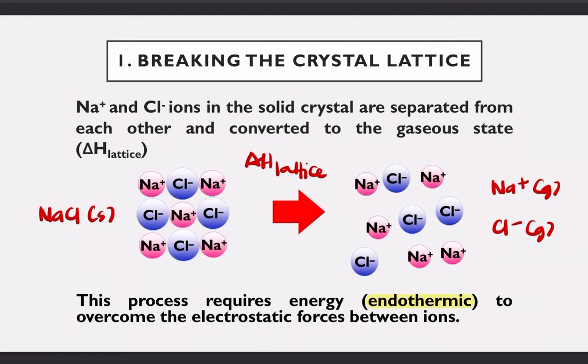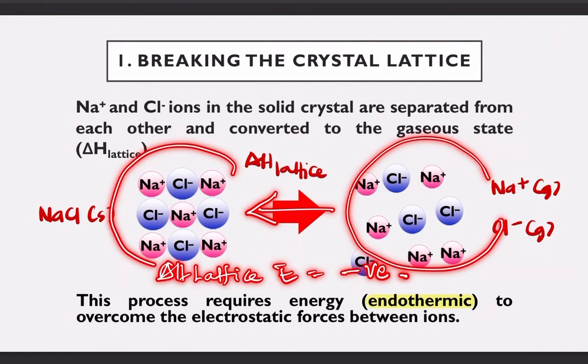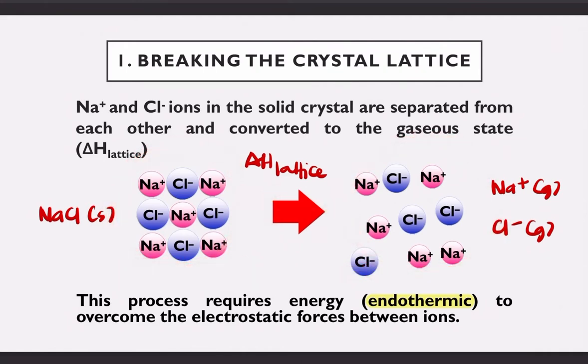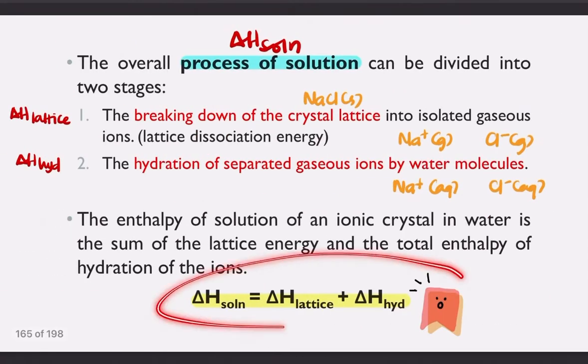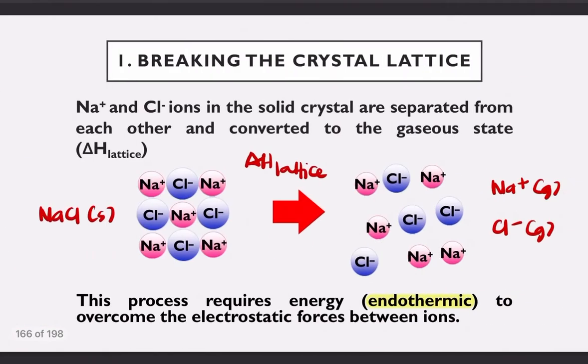Sometimes if they give the lattice energy as negative, it is actually lattice formation, meaning from your gaseous ions to your ionic solid. But usually in this formula, this one must be positive. Endothermic means delta H dissociation. Dissociate means it dissociates into gaseous ions from your ionic solid.